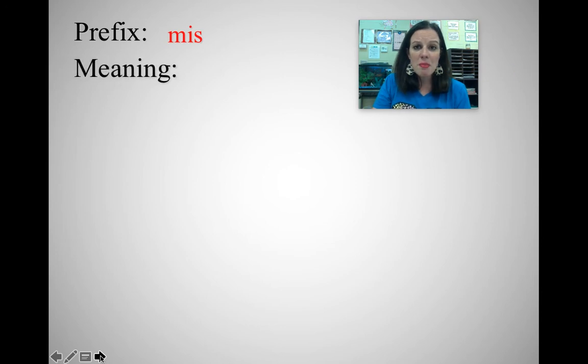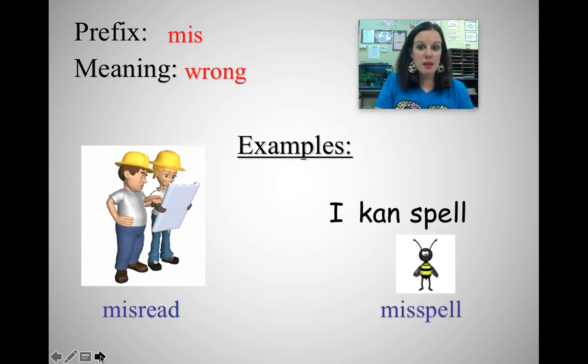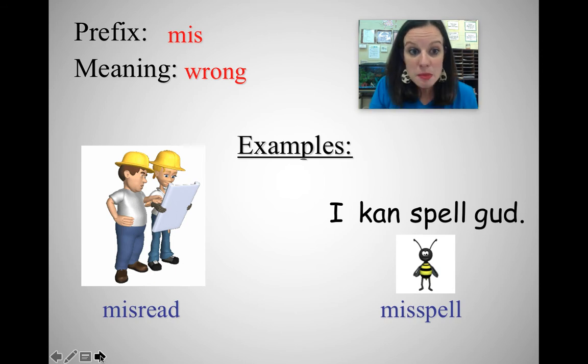Okay, what about miss? Miss means wrong. Here's some examples. If you misread something, then you read it wrong. And if you misspell something, you spell it wrong. I can spell good. Well, you didn't today. That's not how you spell those words. You misspelled them, which means you spelled them wrong.